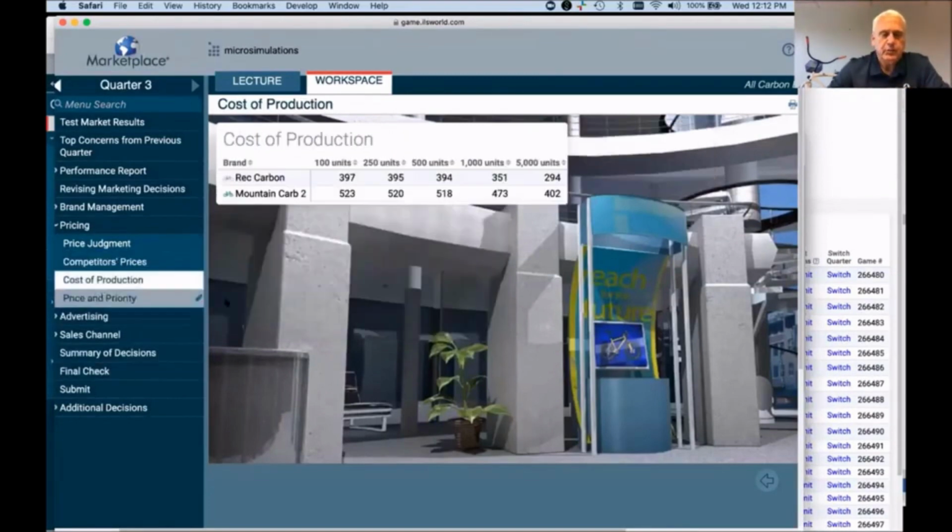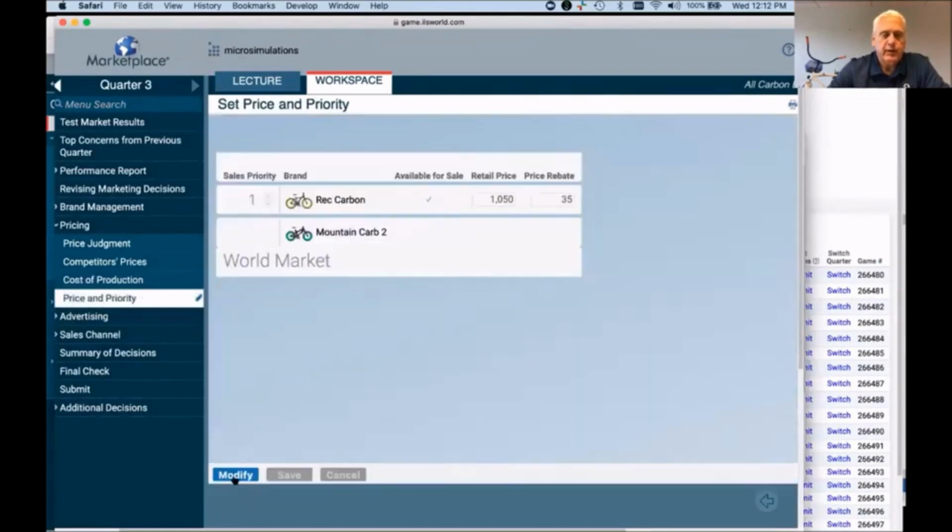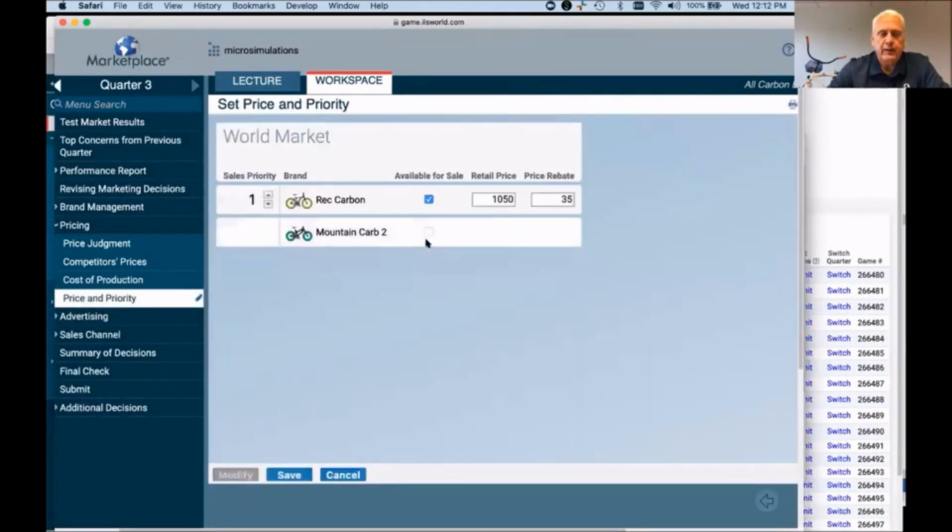I look at my cost of production. Let's see, my Recreation Carbon, $395, $520. So I'll keep that in mind. I go to price and priority. And now I have a second brand. And actually, I've reconfigured the original Mountain Carbon.